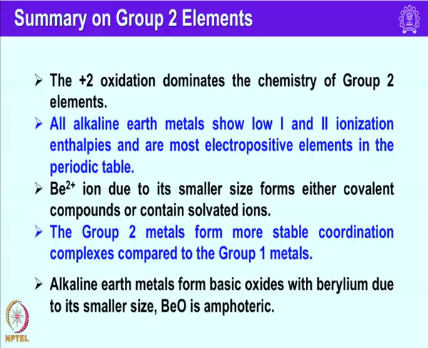The group 2 metals form more stable coordination complexes compared to the group 1 metals, and alkaline earth metals form basic oxides, except beryllium due to its smaller size. Beryllium oxide is amphoteric. That means all alkaline earth metals form basic oxides except beryllium. In case of beryllium, due to its smaller size, BeO acts as an amphoteric oxide, very similar to aluminum oxide. So, this completes the discussion on the chemistry of group 2 elements.